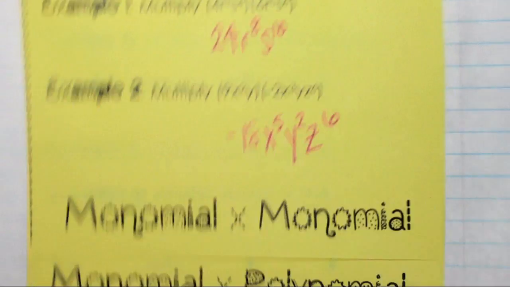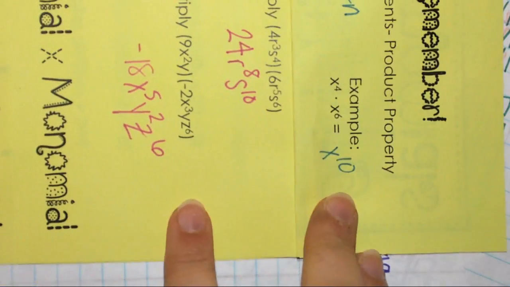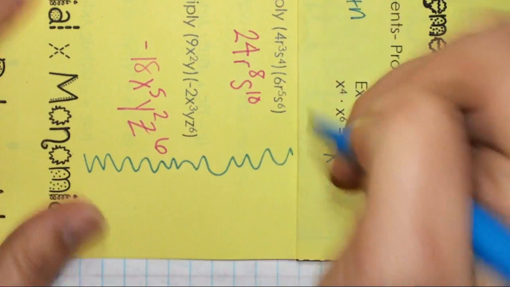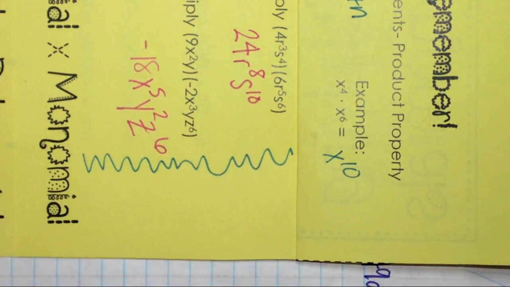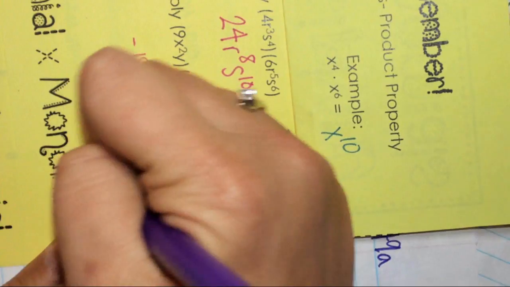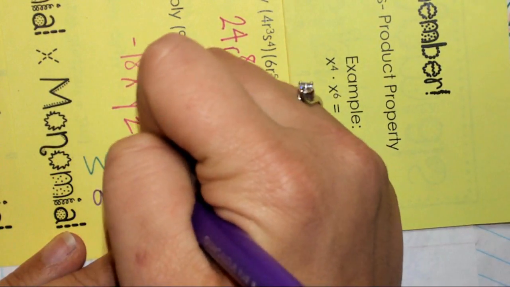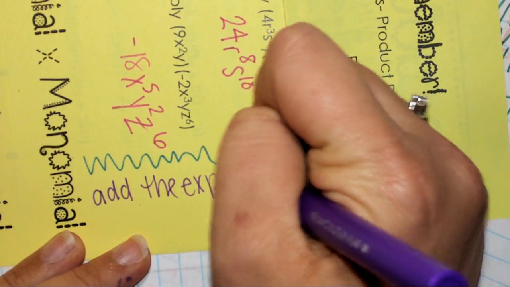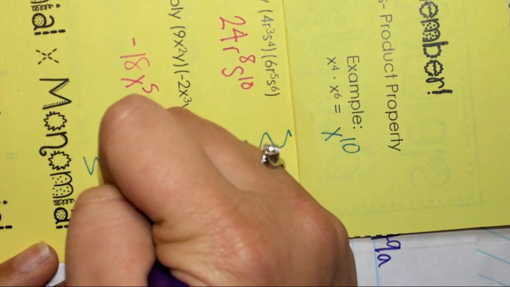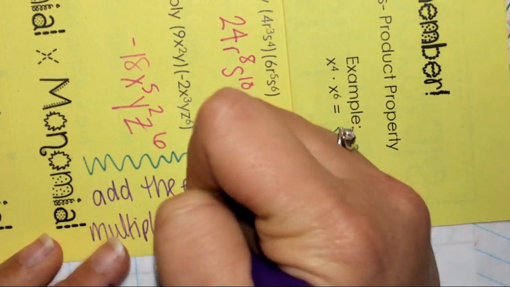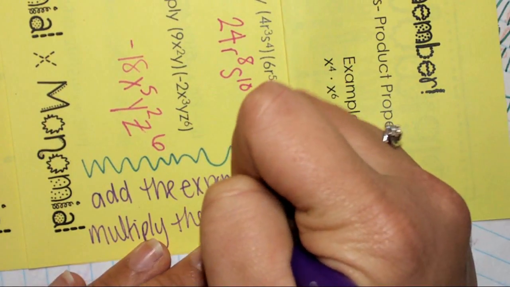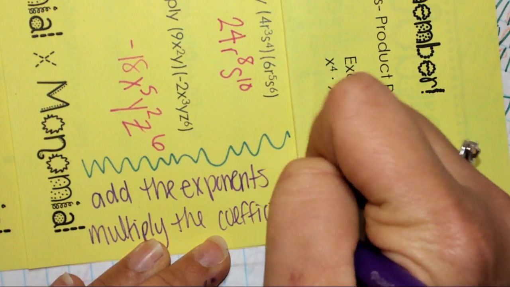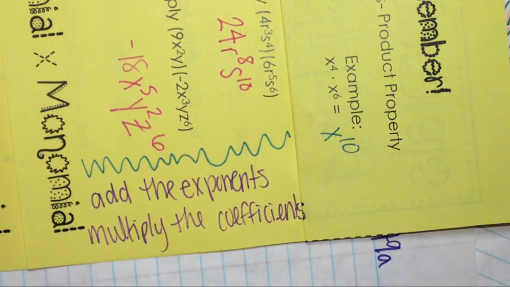All right, so when you multiply like bases, what do you do to the exponents? Add them. What do you do to the coefficients? You multiply. Add the exponents. Multiply the coefficients. It's gonna get harder. Not really. Is it the same as the exponents rule? Yes.